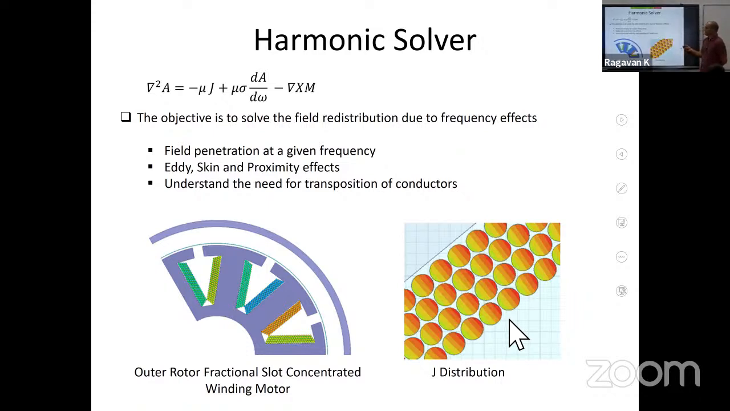And similarly for eddy, skin and proximity effects, and also to understand the need for transposition of conductors. We know that, let's say in this case, this set of conductors have certain inductance, whereas this set of conductors have different inductance, right? If the stack length is significant, then this inductance can lead to circulating currents. So in that case, we want to see, does this inductance difference really cause enough circulating current that we need transposition in this kind of machines, right?